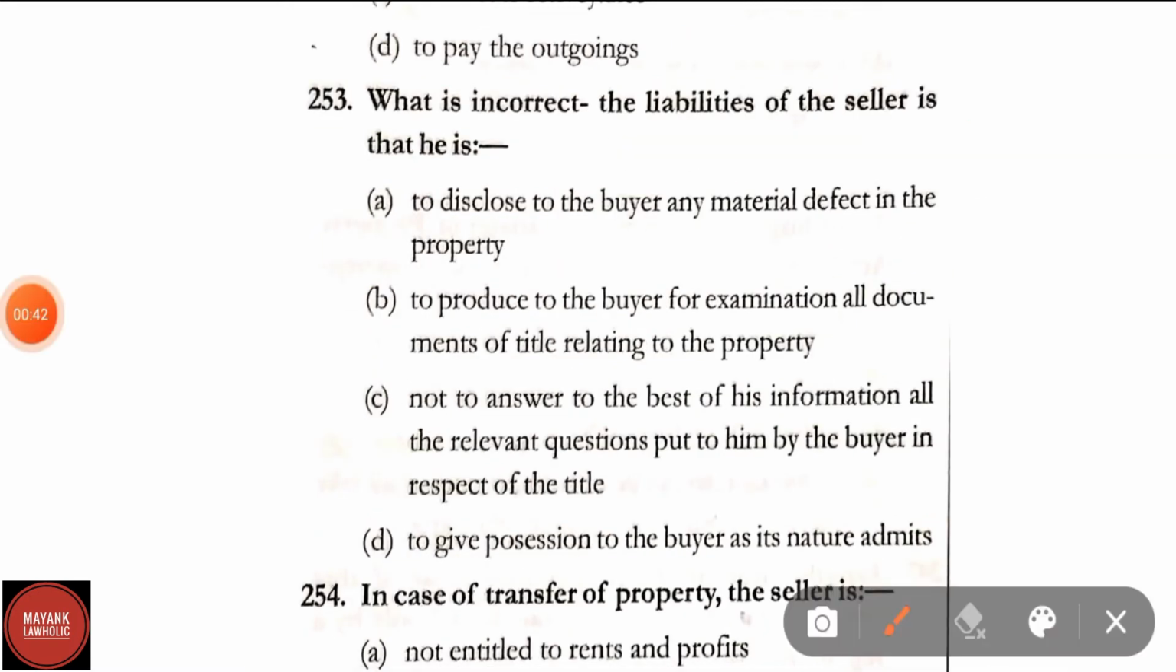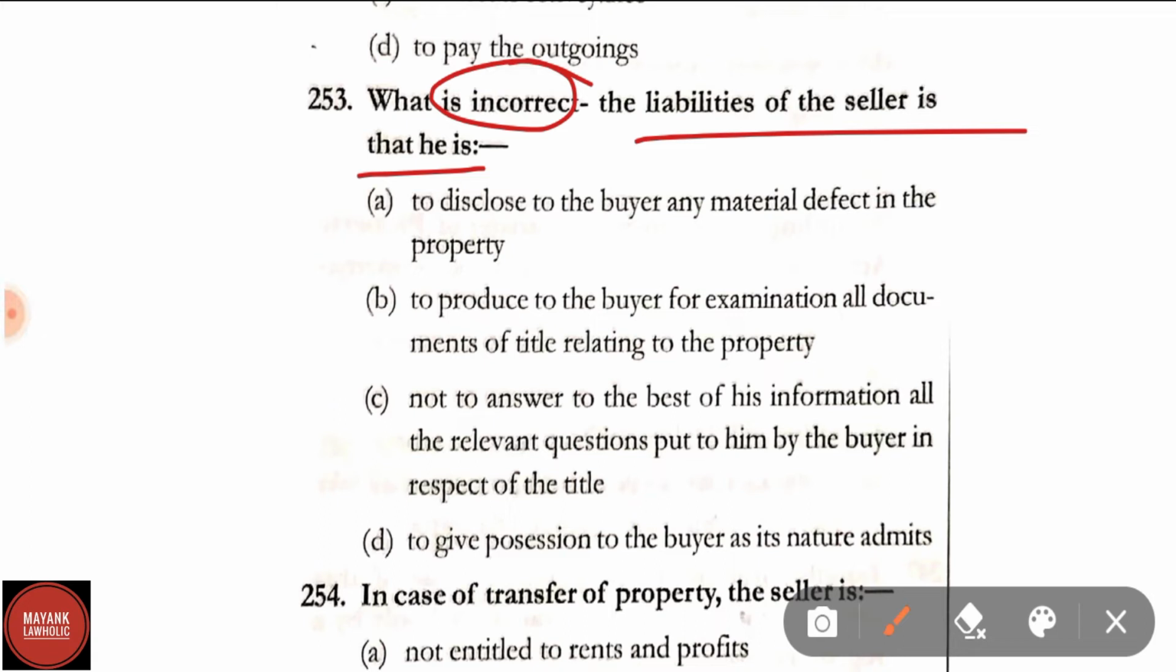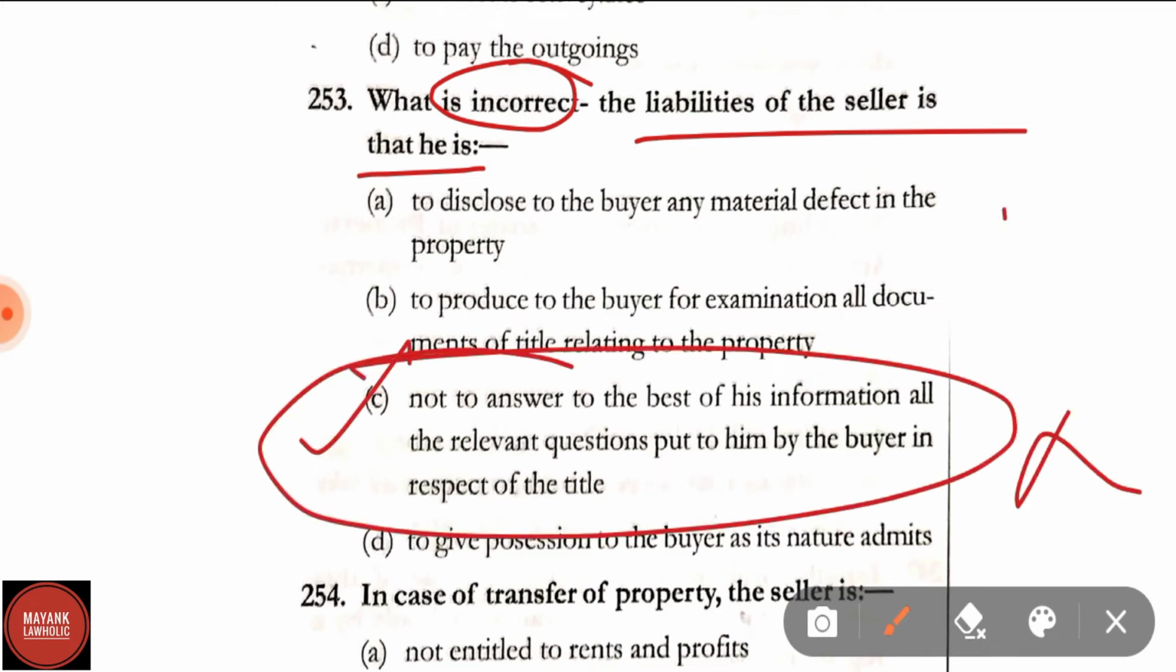Question number 253. What is incorrect? The liabilities of the seller: he is to disclose to the buyer any material defect in the property, to produce to the buyer for examination all documents of title relating to the property, not to answer to the best of his information all the relevant questions put to him by the buyer in respect of the title. Option D, to give possession to the buyer as its nature admits. Correct answer is option C. Option C is incorrect. Other options are correct.